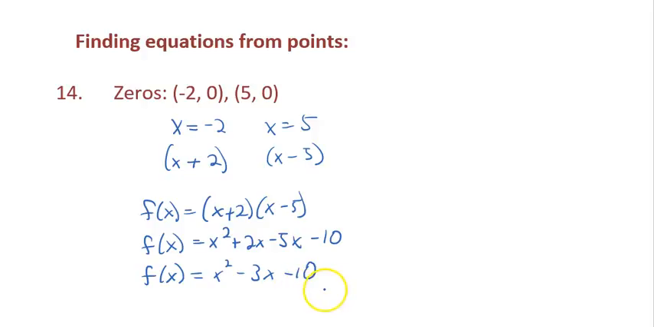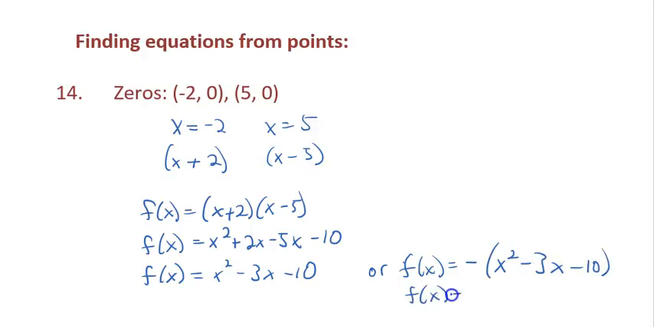Just as a side note, you could also have those same zeros if you had a quadratic that was facing down. This one happens to be facing up. By having a negative out front, you could have negative x squared minus 3x minus 10, which if you distributed, you would get negative x squared plus 3x plus 10.